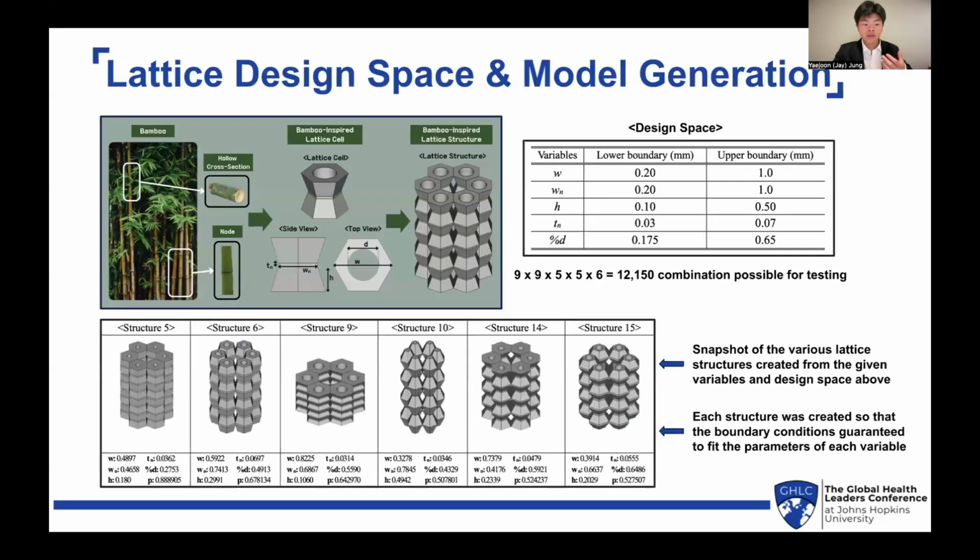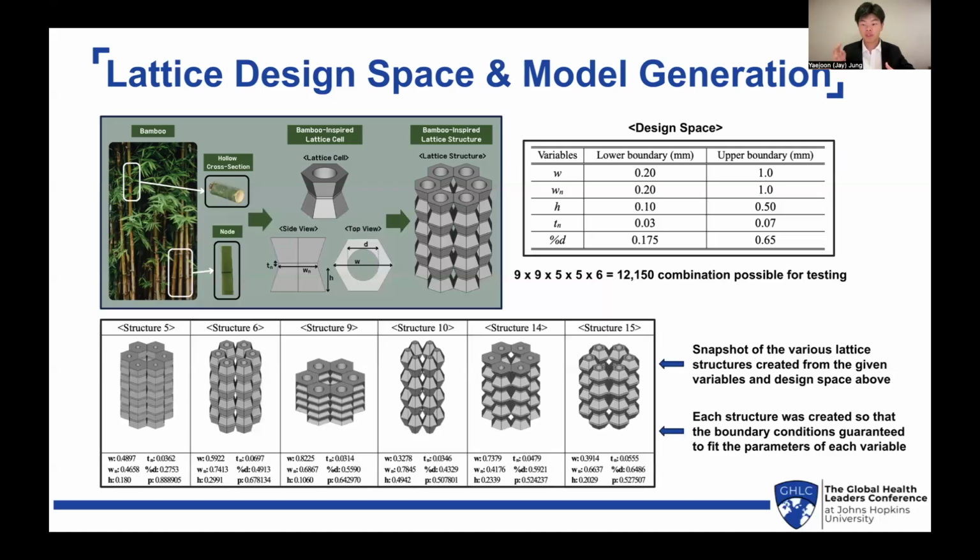First, I started by creating the lattice design space. I was inspired by the hollow cross-section of the bamboo and its lightweightness, and also the nodes that withstand vertical stress. Extracting these key features, I created the lattice structure and the cell. On the right side is the design space. I created the lower and upper boundary so that it's conducive to osseointegration. If we were hypothetically dividing it into 0.1 increments, there would already be 12,000 combinations possible. This is realistically impossible to create and simulate one by one.